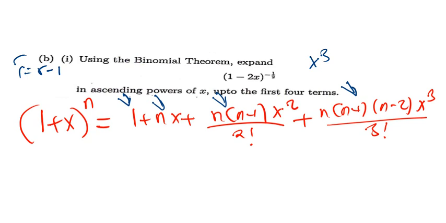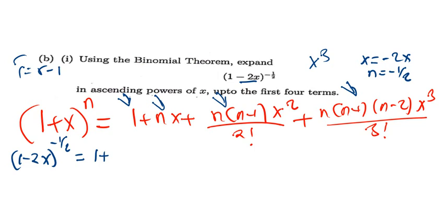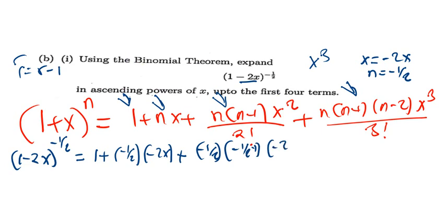So let's now look at this question. Our x in this case is negative 2x in the brackets here. Our n in this case is negative half. Then let us go ahead and plug in the values. So we'll say 1 minus 2x, everything raised to the power negative half, is equal to 1 plus, what is my n? My n is negative half. What is my x? My x is negative 2x, plus my n is negative half, then open brackets again, n is negative half minus 1, then my x is negative 2x squared.